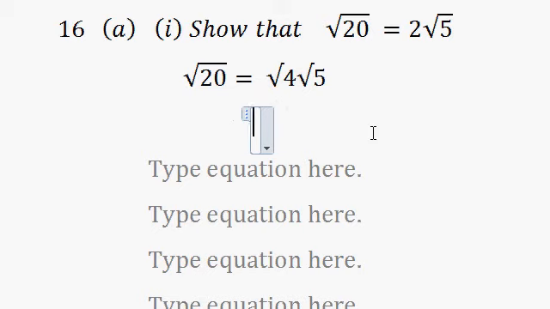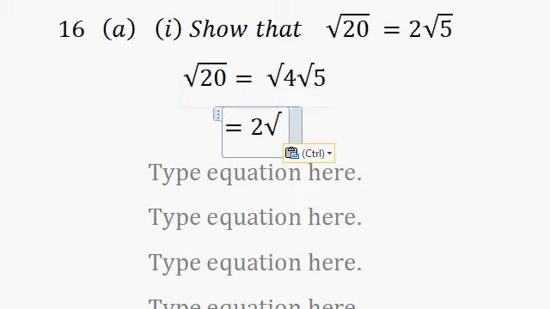So root 4 times root 5. Root 4, the square root of 4, means what number squared gives you 4. So root 4 is equal to what number times itself will give you 4. The answer is 2. The square root of 4 is equal to 2 because 2 times 2 is equal to 4. So root 4 root 5 is equal to 2 root 5 because root 4 is equal to 2.